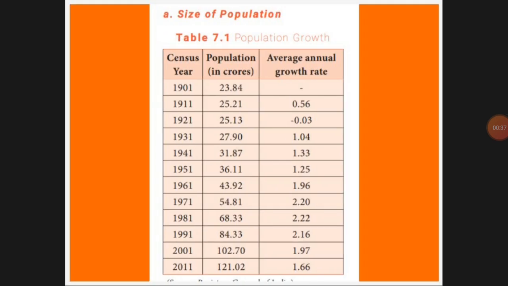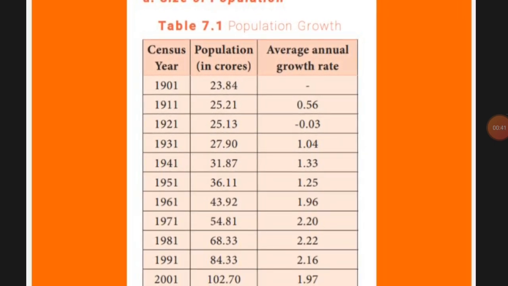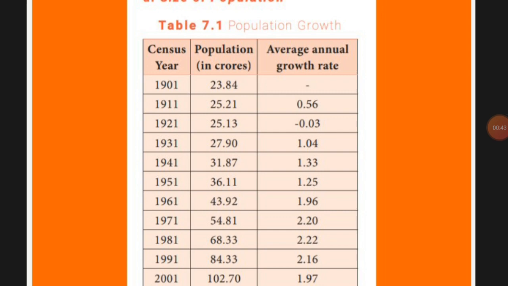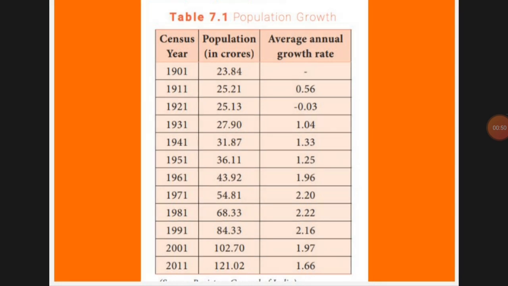Here you can see the tabular column. In 1901, the average population growth is 0.56, and in the year 2011, you can see the average population increased to 1.66. Over 100 years, India has quintupled its population, that means 4 மடங்கு extra. India ranked the second largest country in the world next to China.